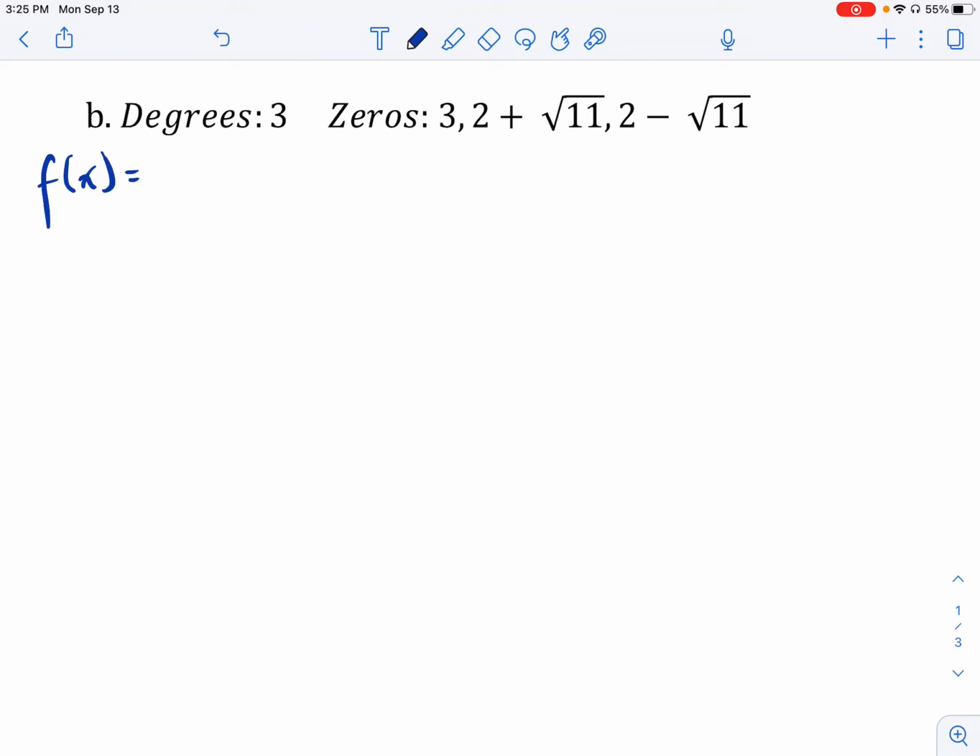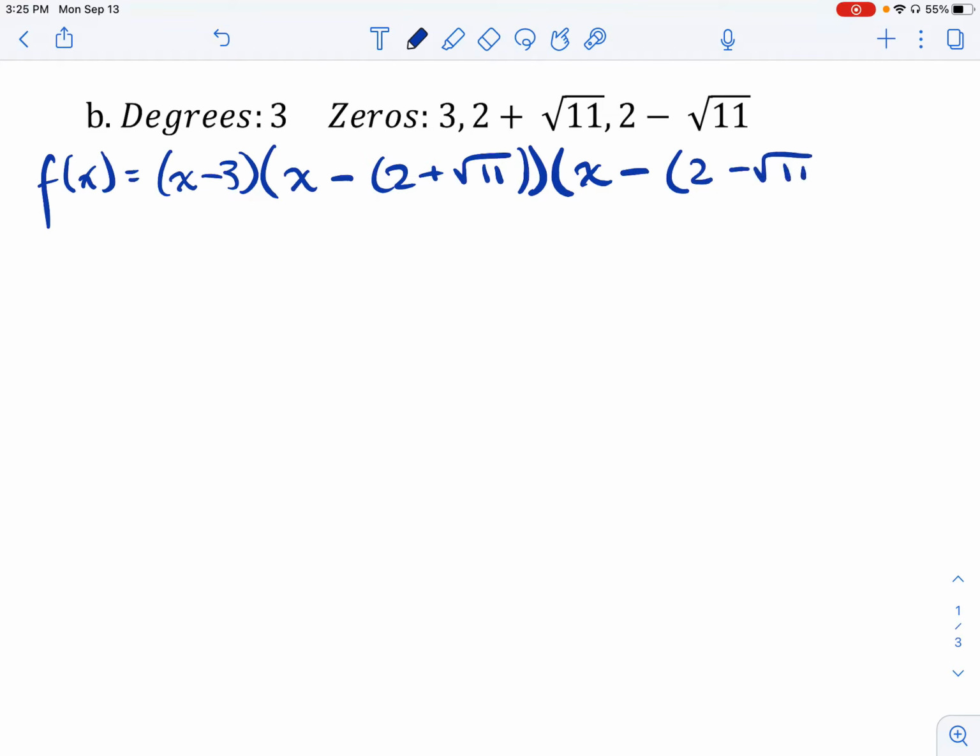f(x) is equal to (x - 3)(x - (2 + √11))(x - (2 - √11)). Now, there are a couple of ways to do this, but you can see that this part right here, to start multiplying this out and putting this in general form, could get a little tricky. So something that I like to do is the following.